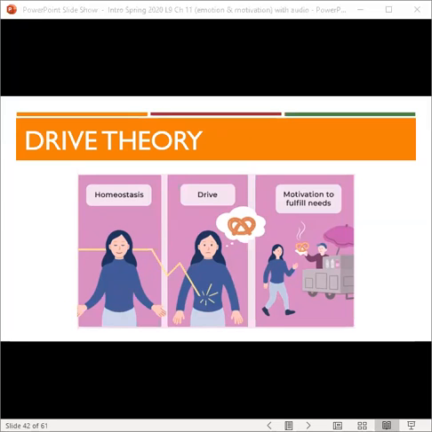And Hull suggested that humans and animals will then repeat any behavior that reduces these drives, linking back to his behaviorist roots. So we know that if we're hungry, we eat. We don't feel hungry anymore. The next time we're hungry, we are likely to eat again. And that's what the image is showing. So we move from a state of homeostasis where everything is good and balanced. Suddenly now we're hungry, we're experiencing this drive for food, and by eating, we're able to reduce that drive and return to the state of homeostasis.